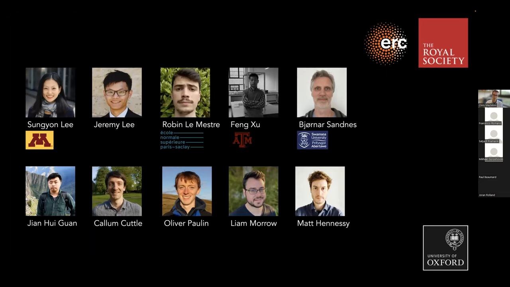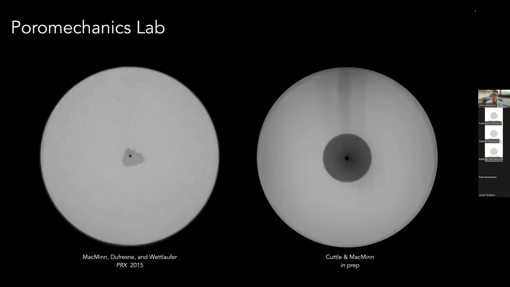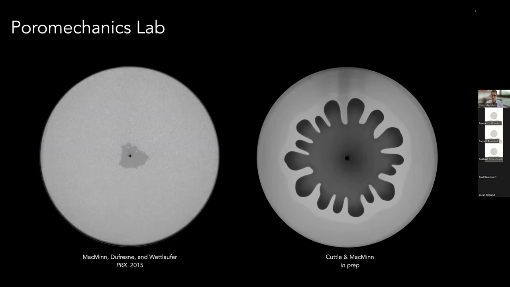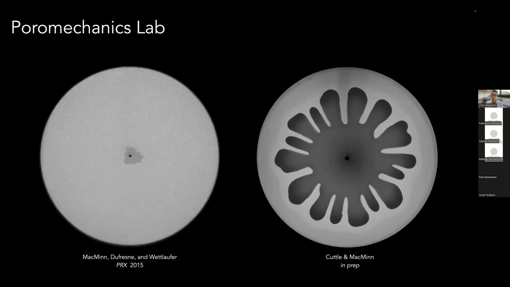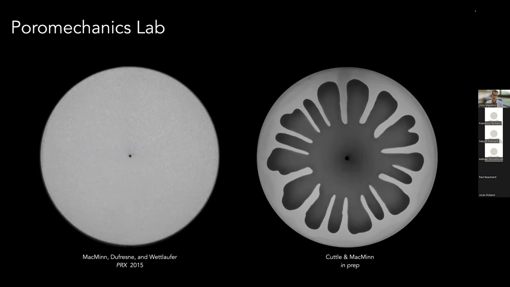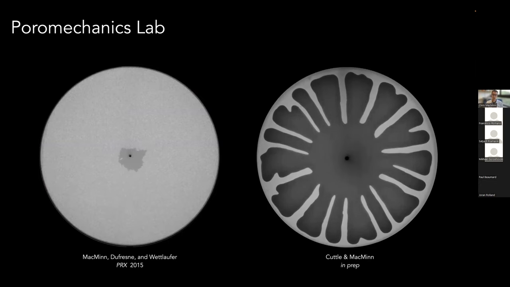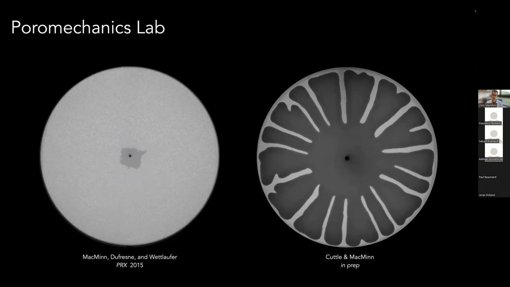What we do in my group generally is study systems that involve one or two fluids and a solid, and we're interested in how those materials interact with each other. We do that in a variety of ways, but one of the main themes is using mathematical modeling combined with what I like to call high resolution experiments to try to understand how these systems behave.